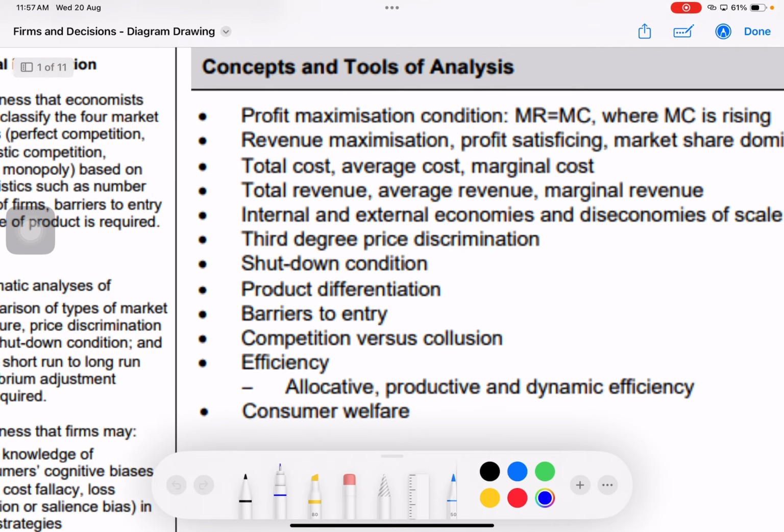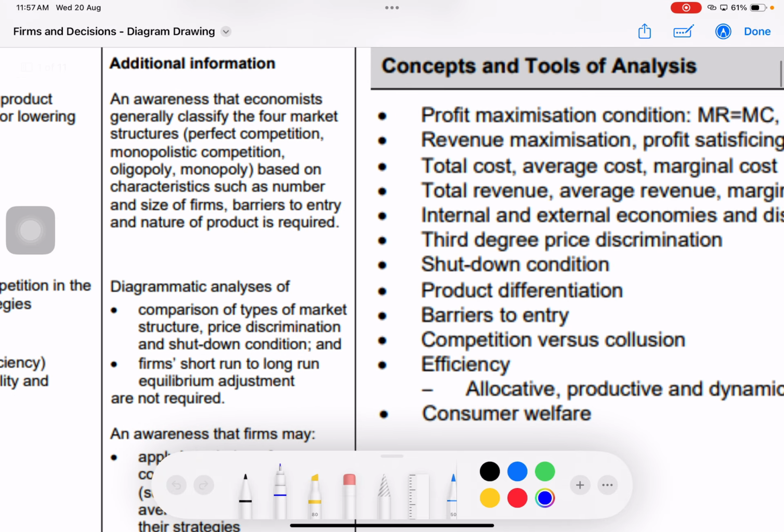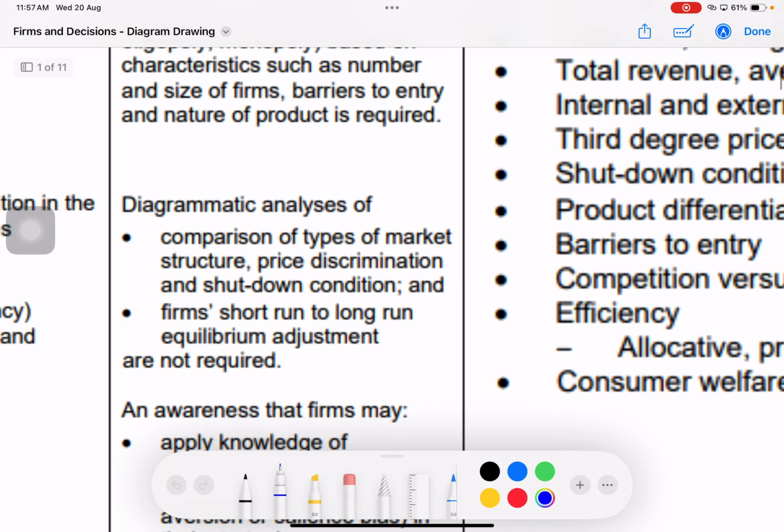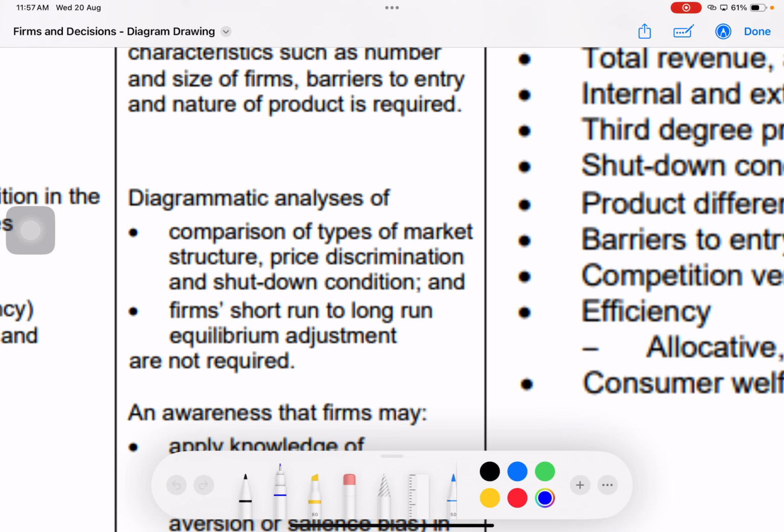Although the syllabus document over here mentioned that diagram analysis of price discrimination and shutdown condition are not required, I think it is good to know, and later on when you draw, you are able to explain the logic behind your diagram. So the diagram is good for you to show analysis of why a firm chooses to shut down and not to shut down. I think we can go through that later on.